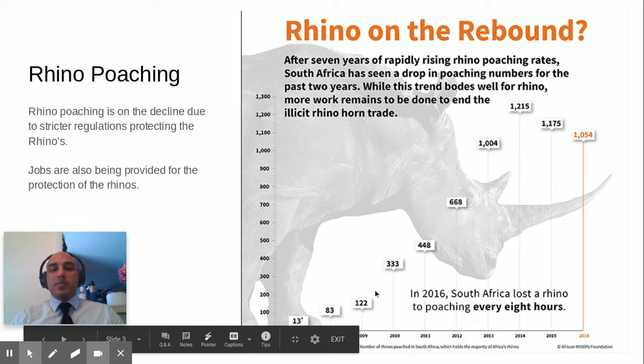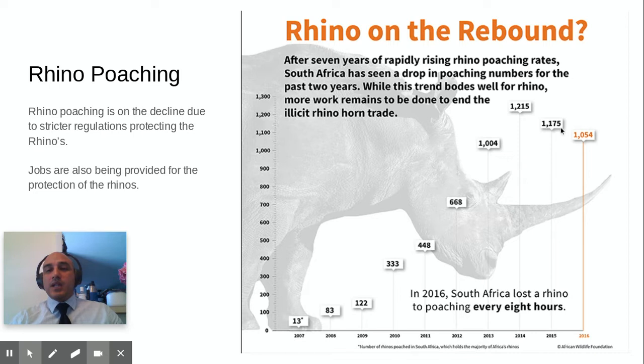This is showing us that poaching has increased since, I believe, 2007, all the way. But look what's happening here. The last result, 2016, the poaching has gone down from 2014 to 2016. Now, when I see this, I see a great question. I see a percent change question. What is the percent change of the amount of rhinos that have been poached from 2014 to 2016?